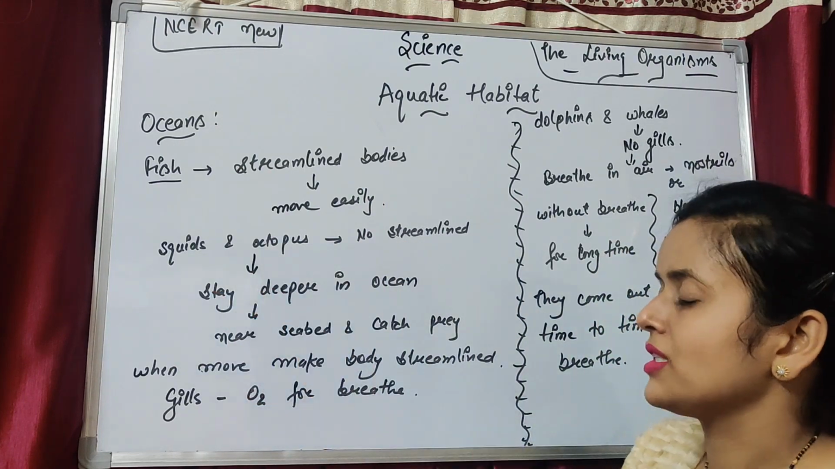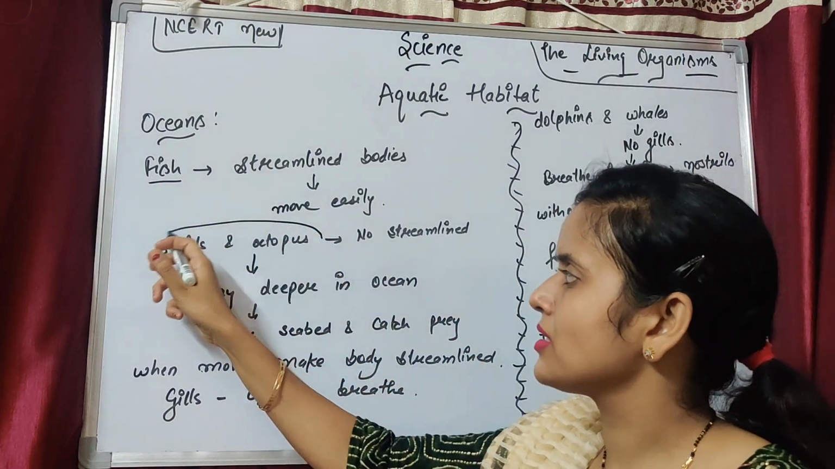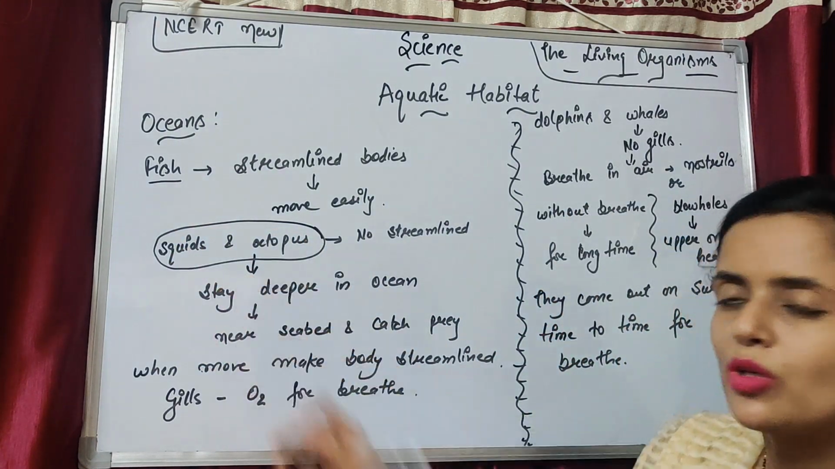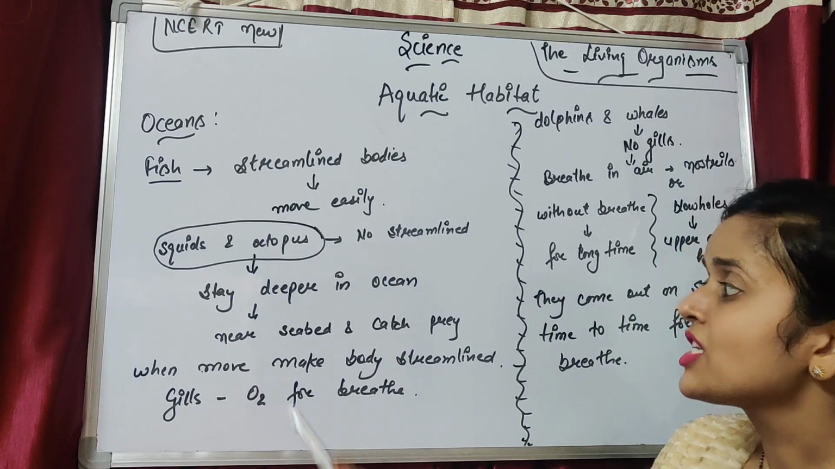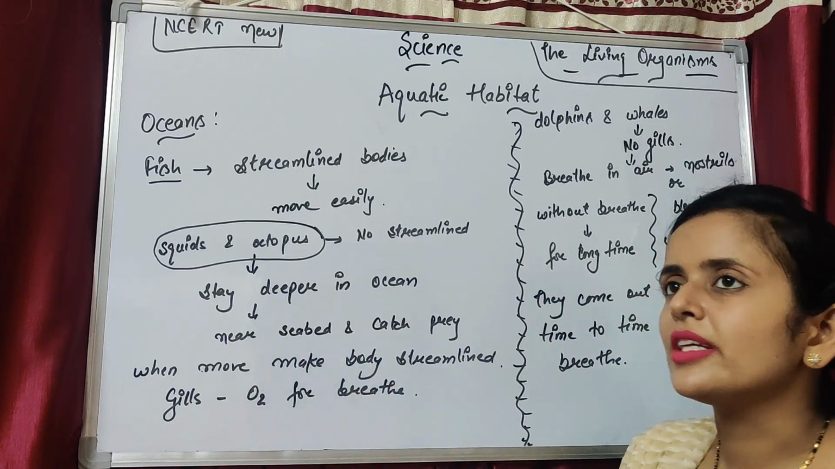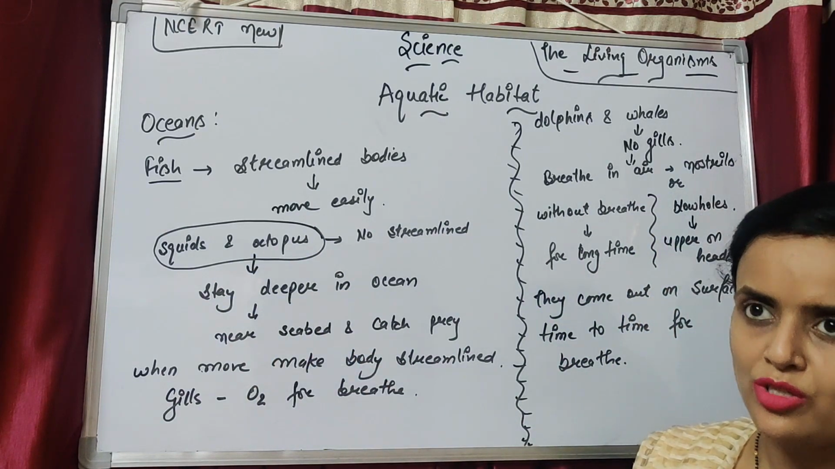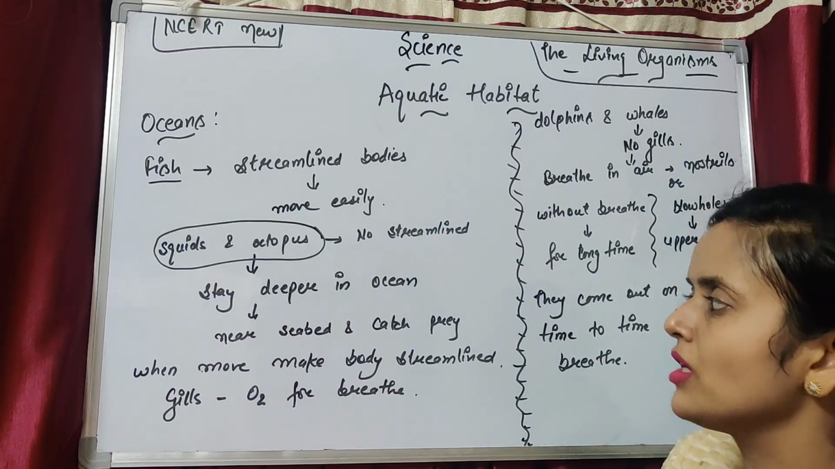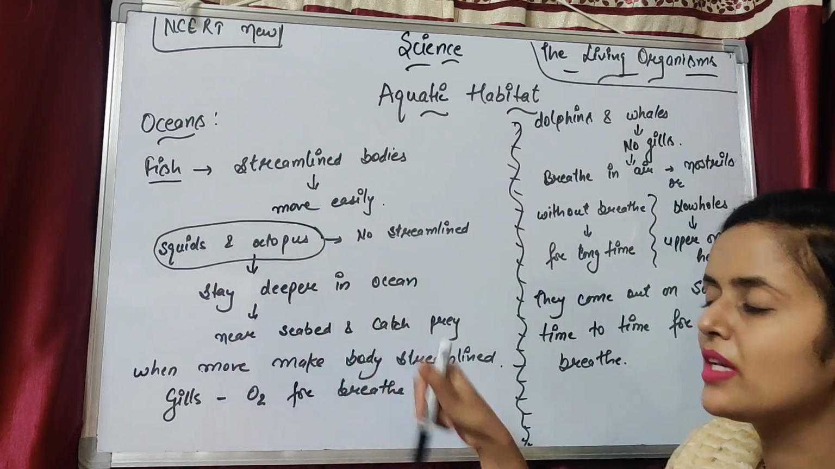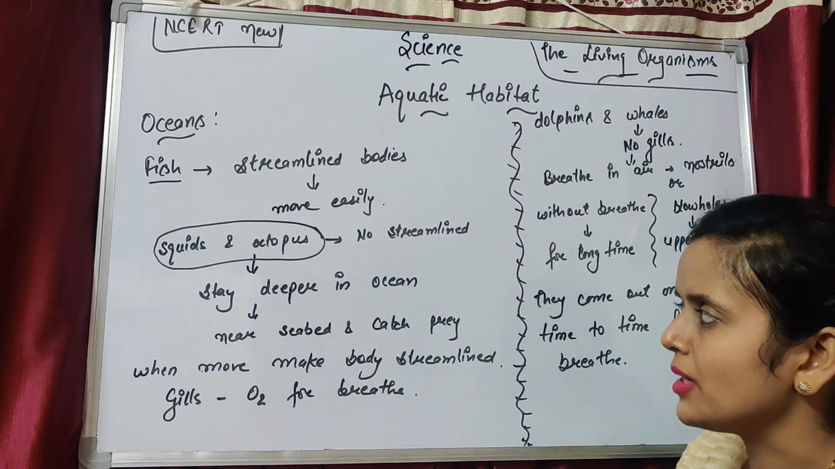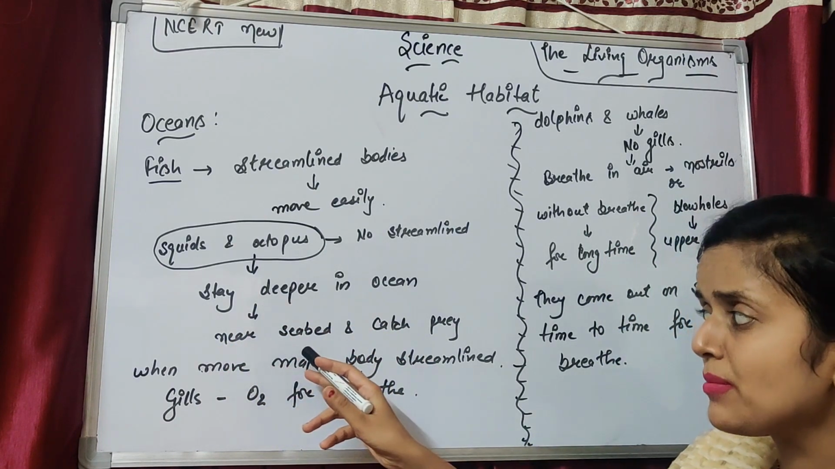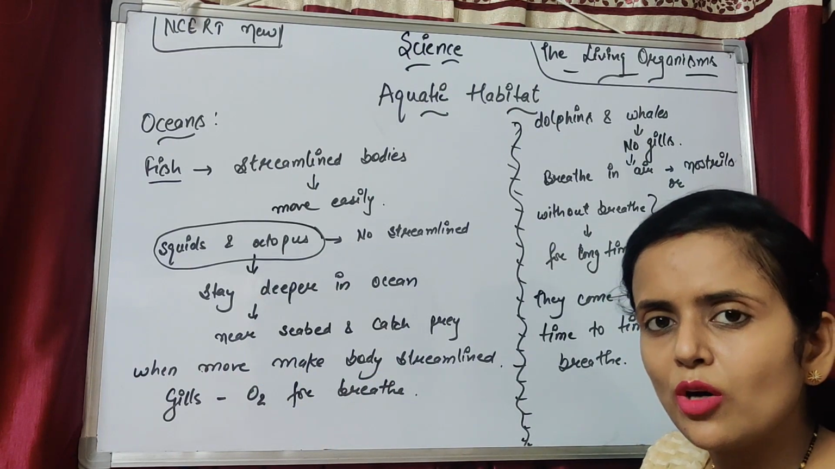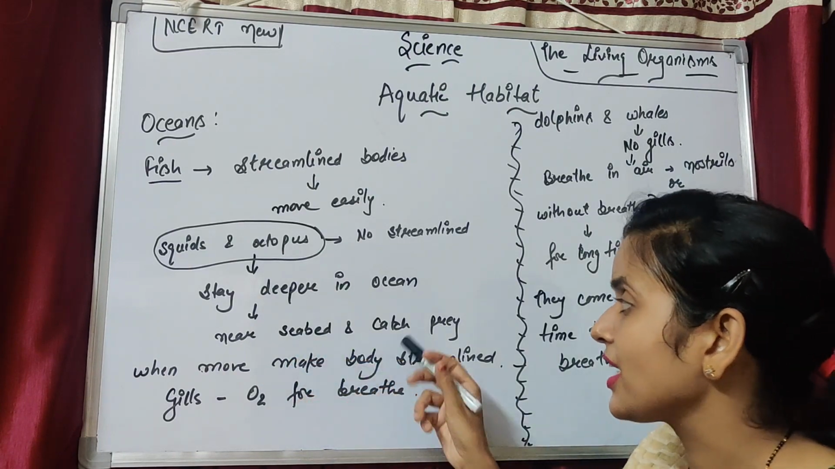Squid and octopus. These both animals do not have any streamlined body. They stay deeper in the ocean. Since they don't have a streamlined body, they do not move easily in the water. So they stay deeper in the ocean, near the seabed, and catch prey.